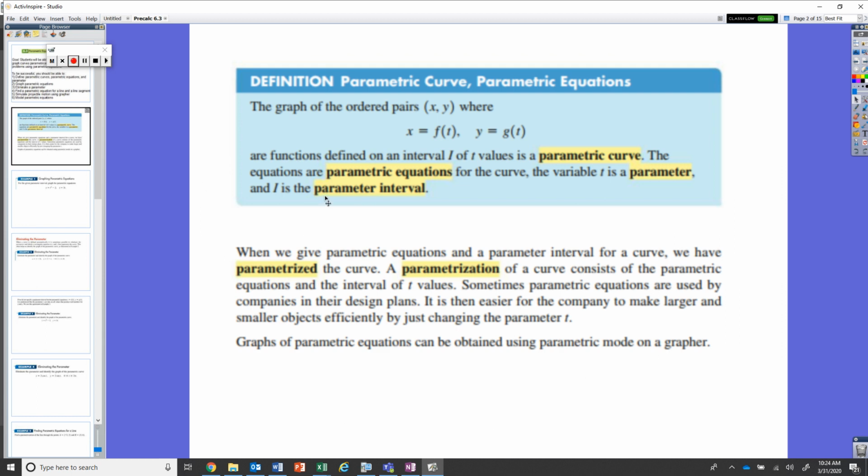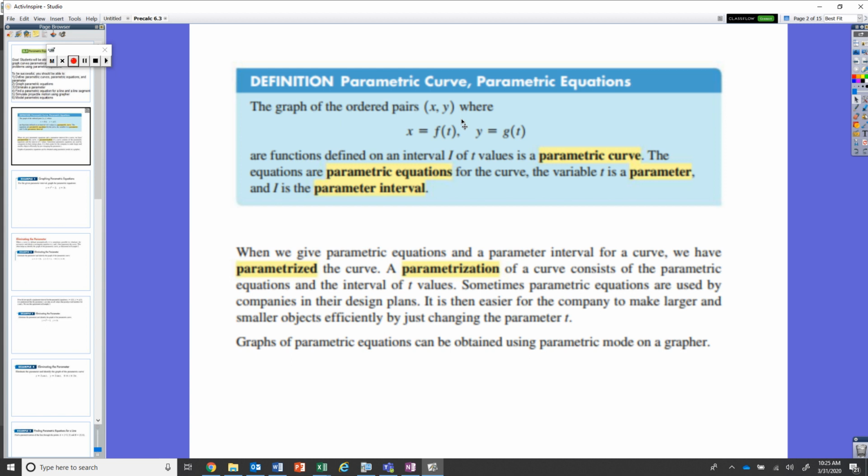Well, first and foremost, a parametric equation in its most simplest context is if you think about an ordered pair. We know that an ordered pair on an XY axis is the horizontal shifting left and right and the vertical shifting up and down from the origin.